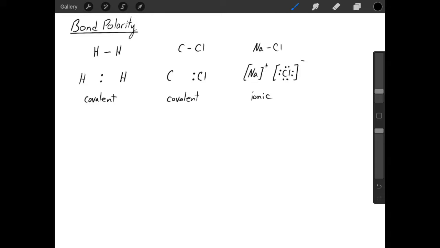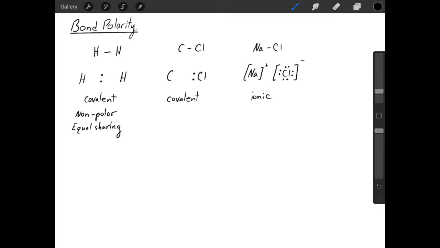And you may have noticed that the placement of the electrons that constitute the bond is different for each of these three situations. In the case of the H2 molecule, the two electrons are located exactly in the center of the two nuclei. You have a perfectly equal sharing of bonds. And this equal sharing of bonds is known as a nonpolar situation.